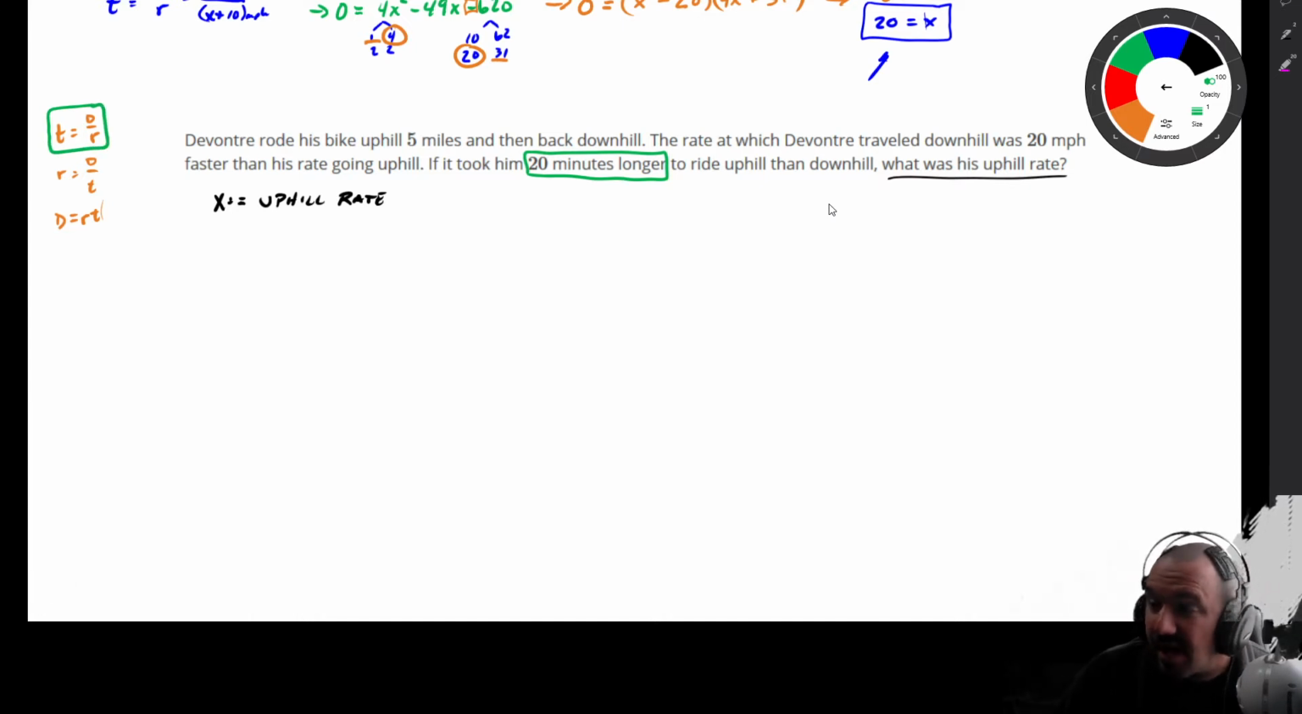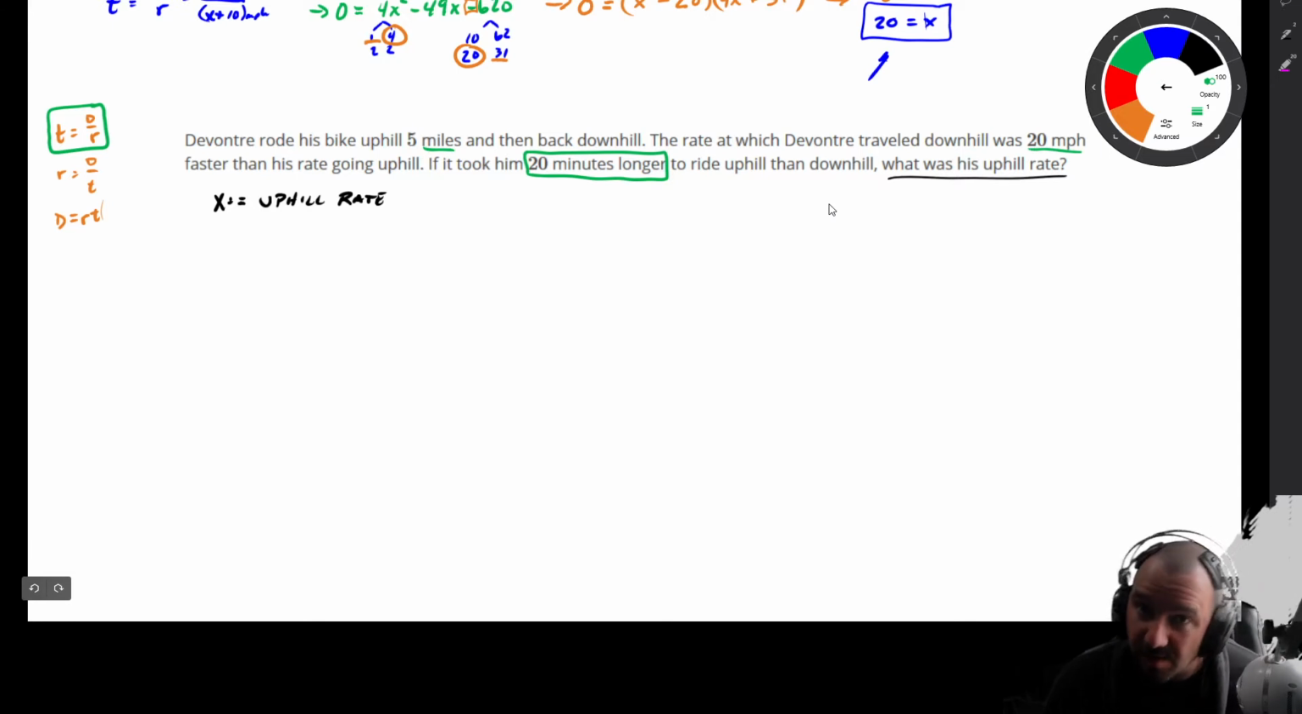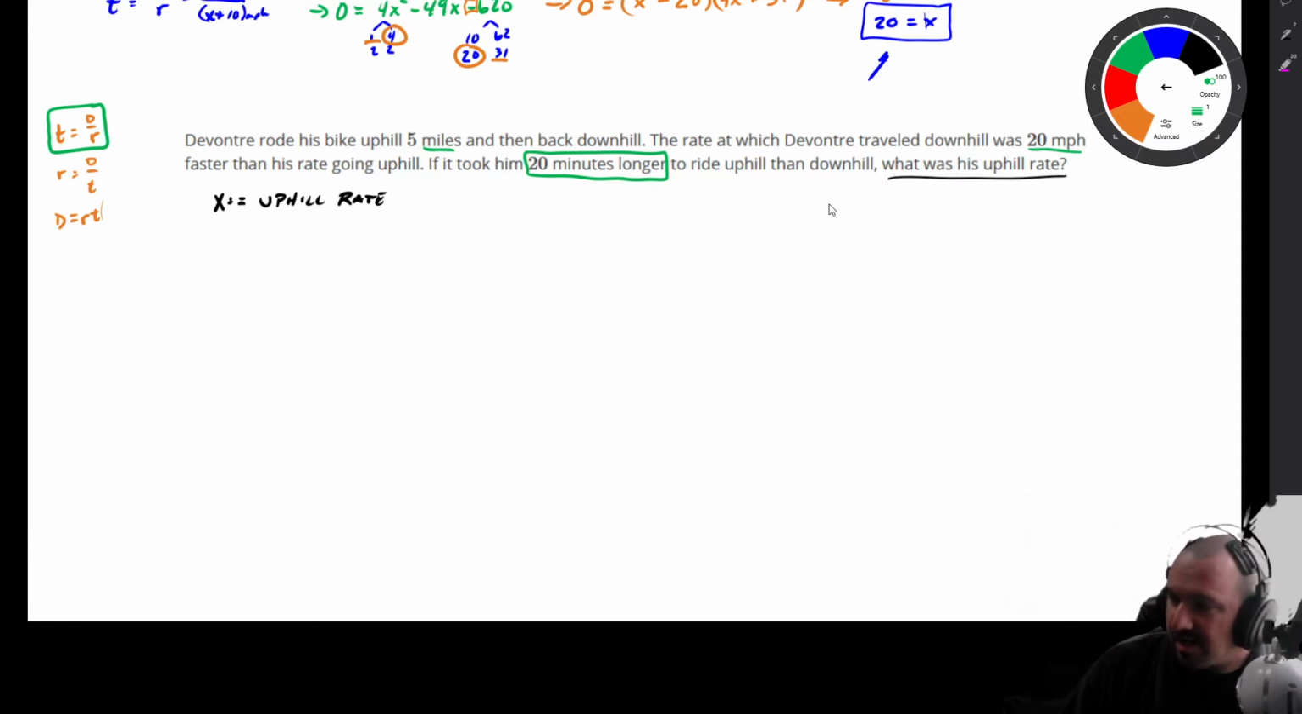Now, this is a problem that I showed you back in previous examples where you have to make sure that all of your units match. 20 minutes is not the same as miles per hour, but yet he's traveling 5 miles and then he has a rate, and it was 20 miles an hour faster downhill than uphill. So it doesn't agree. So we're going to need to make it agree. This is one of those cases where you don't want to use decimals. I need to take 20 minutes and turn that into hours.